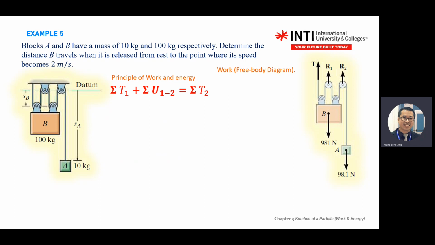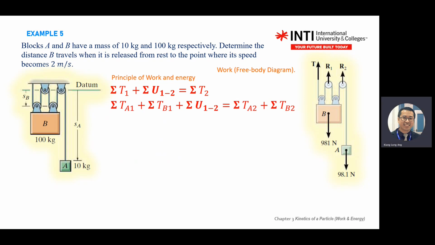So you draw the free body diagram. Free body diagram means you deal with all the forces only. So you have tension in the cable, T, you have R1 mount on the wall, the weight pulling down, mg, and mg for A. Then you use the free body diagram to do the principle of work and energy. You substitute.